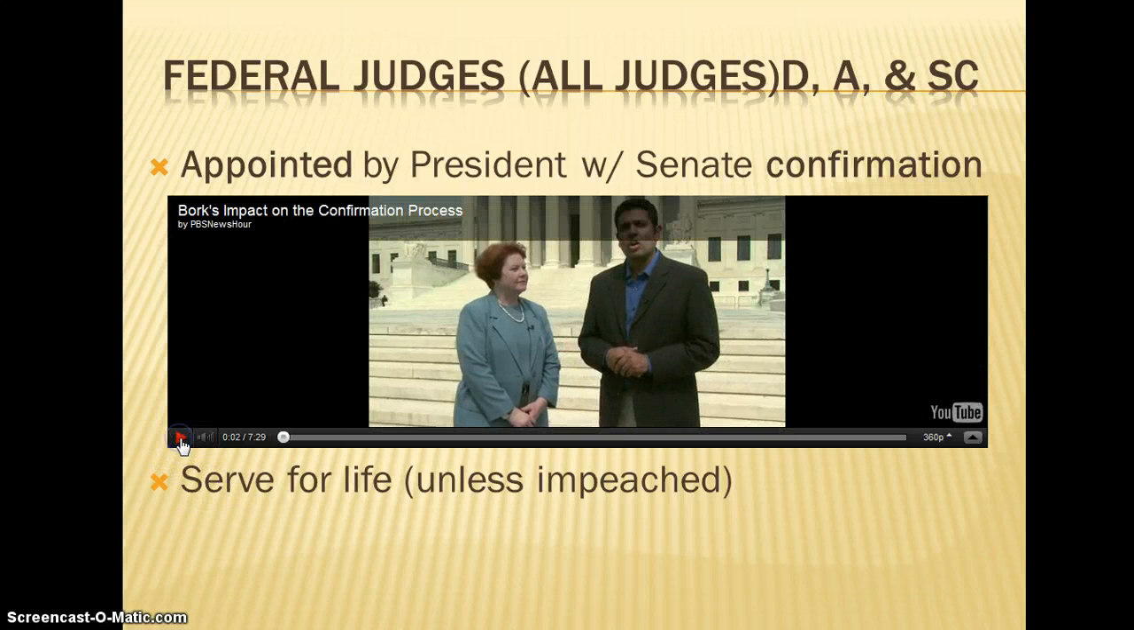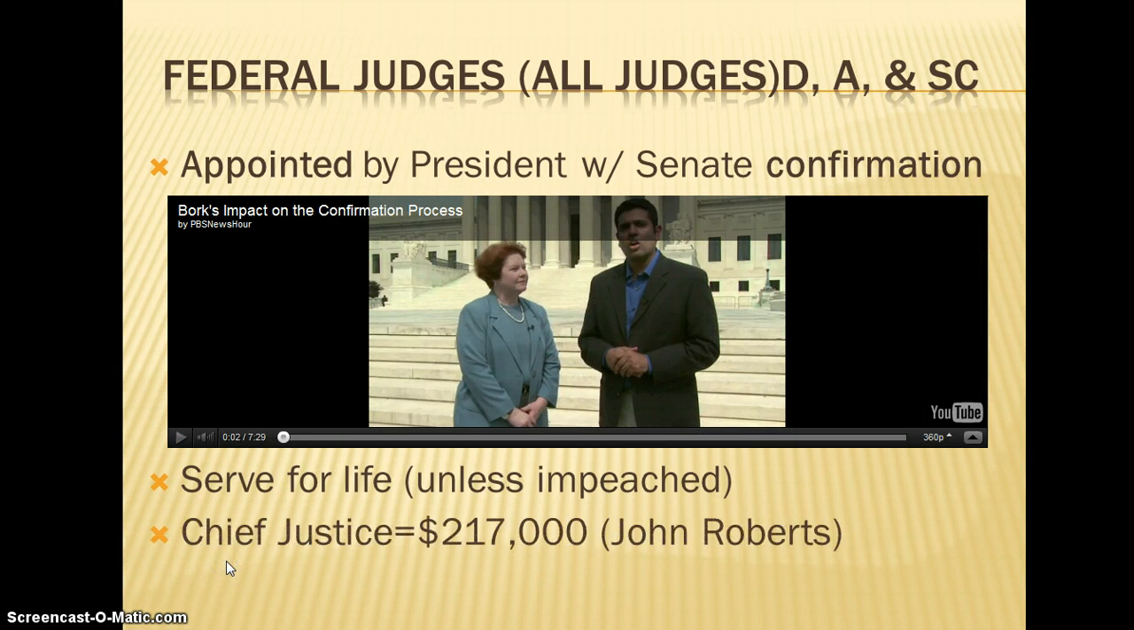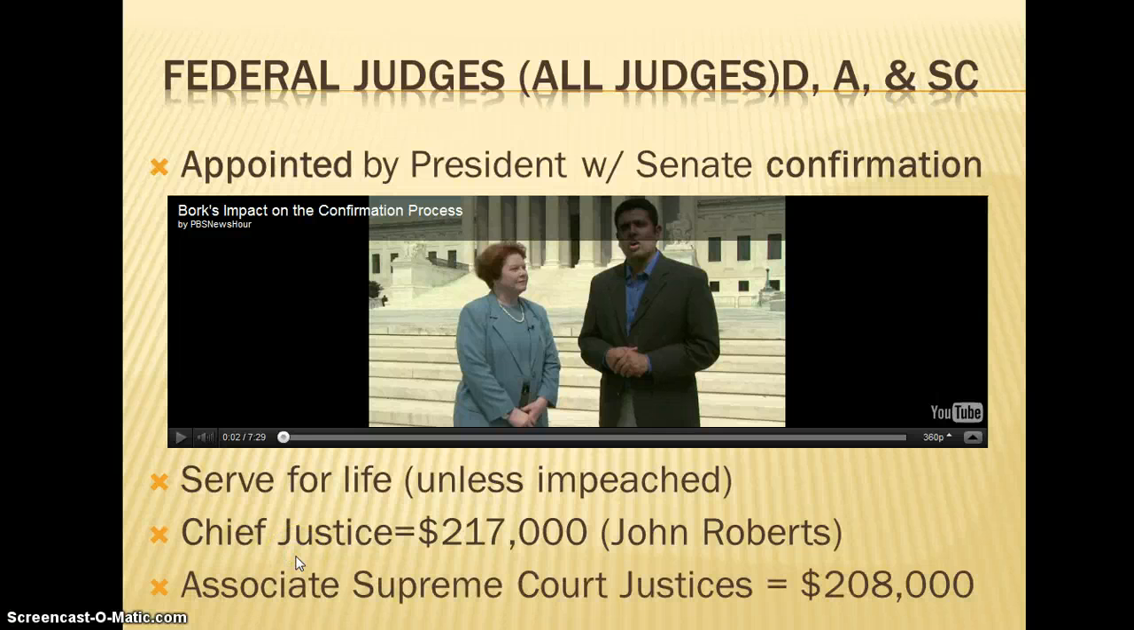Financially, the Chief Justice makes about $217,000, as you know. I kind of put that in every unit. The president, the justices, the senators and congressmen, and Associate Supreme Court justices make about $208,000. Again, a lot of money a year, but as I reiterated with the other two branches, they could be easily making a lot more money in the private sector than they would here working for the government.